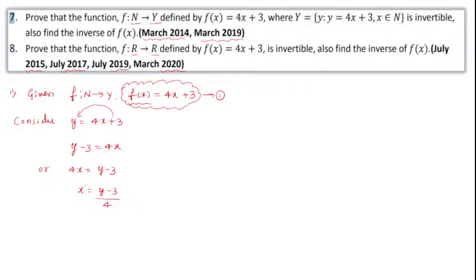Then in the fourth step, consider your x as g of y. That is equal to y minus 3 divided by 4. So always remember x will be equal to g of y, because g is the function which is the inverse of f. So take this g of y value as equation number 2. Right, simple step.